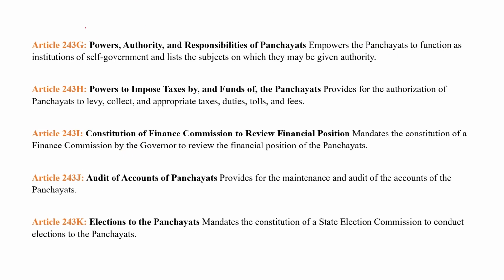Next, what does Article G say? Article G explains the power of the rural panchayat, the authority of the rural panchayat, as well as the responsibility of the Panchayati Raj system. It empowers the panchayat to function as an institution of self-government and lists the subjects on which they may be given authority, and what the responsibilities of the Panchayati Raj system are.